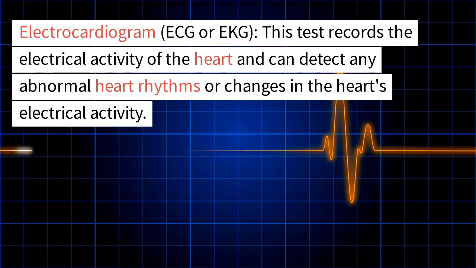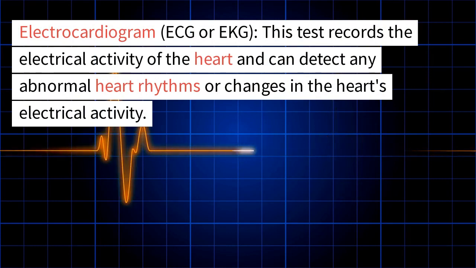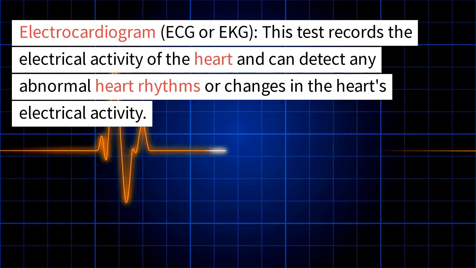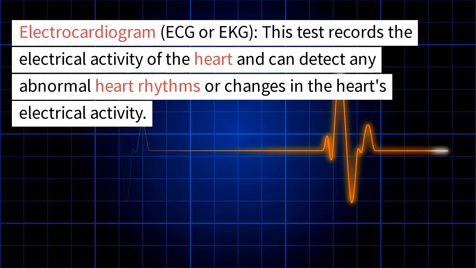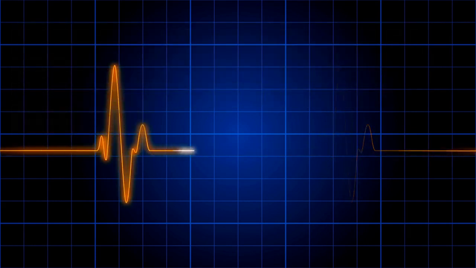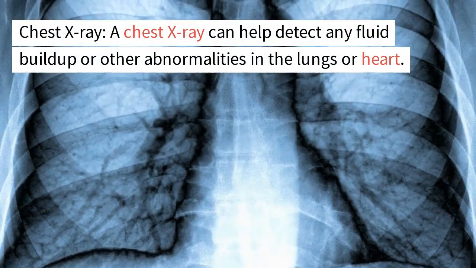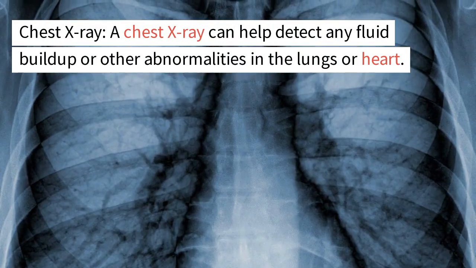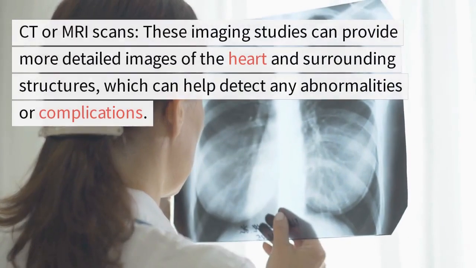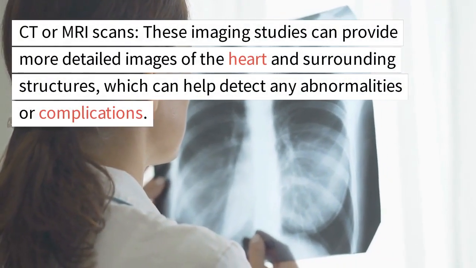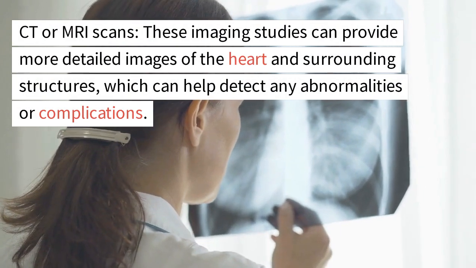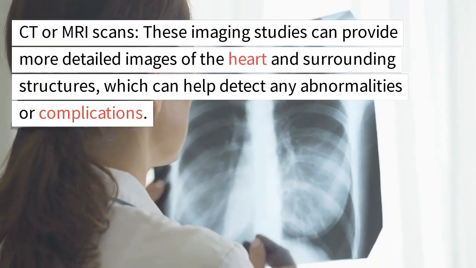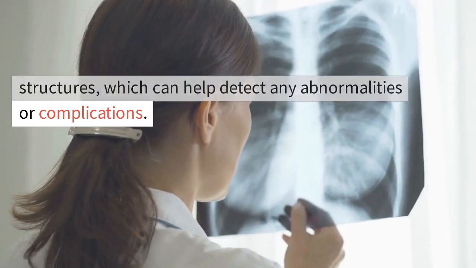Electrocardiogram, ECG or EKG: this test records the electrical activity of the heart and can detect any abnormal heart rhythms or changes in the heart's electrical activity. Chest X-ray: a chest X-ray can help detect any fluid buildup or other abnormalities in the lungs or heart. CT or MRI scans: these imaging studies can provide more detailed images of the heart and surrounding structures, which can help detect any abnormalities or complications.